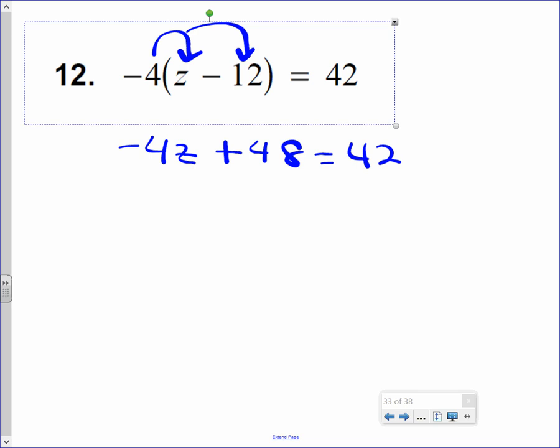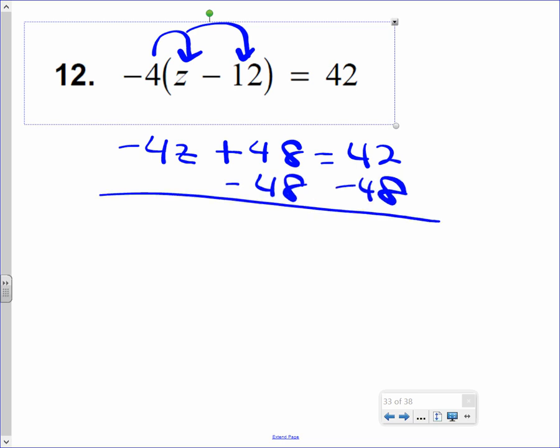What number is farther from the variable, the 48 or the negative 4? Thank you. Do the opposite. Let's do it. Whatever I do to one side of the equation, I got to do to the other. Perez, you with me? Here we go. Let's do it.